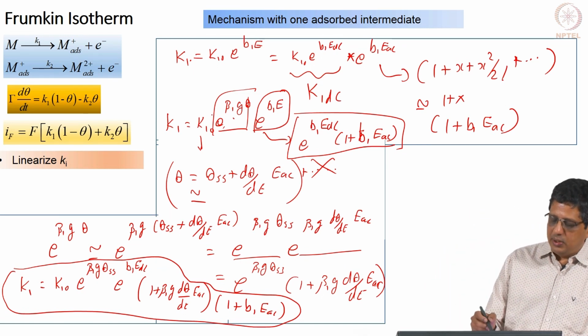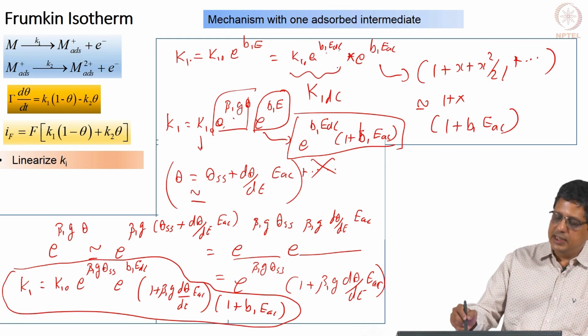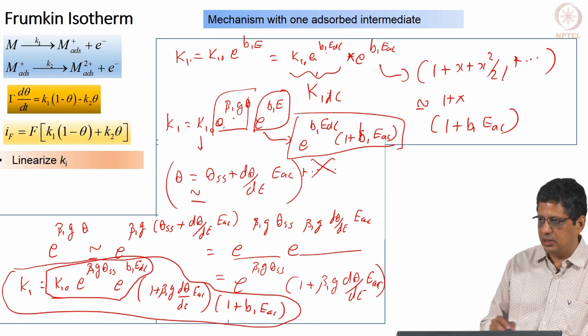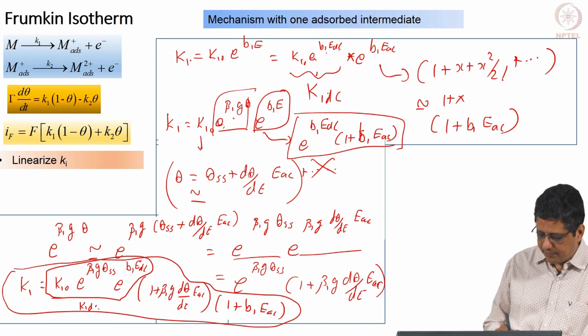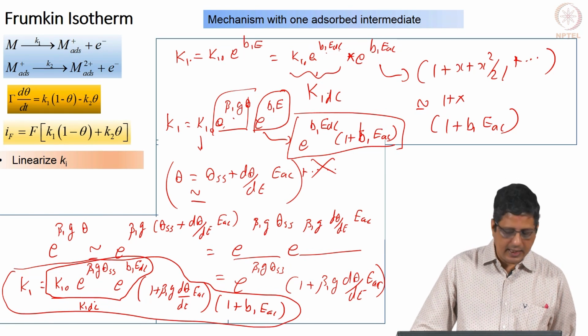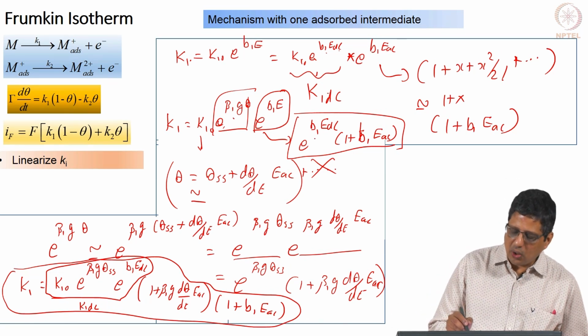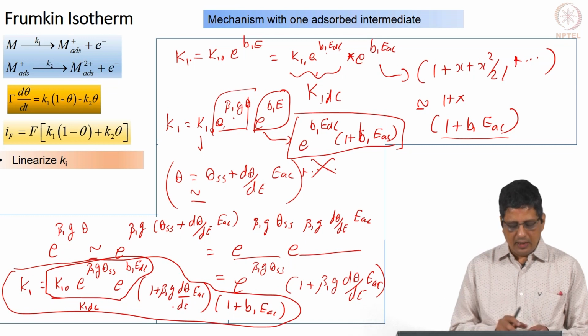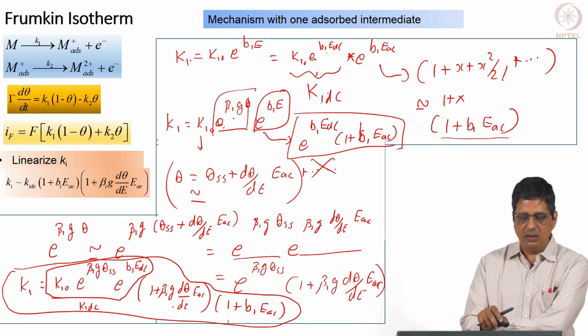And earlier, when we used the Langmuir isotherm, I would have said k10 e power B1 E dC is the value of k1 at dC. Here the value of k1 at dC is given by the term which I just covered here. So, this I would write as k1 dC. So, if I apply a small AC, previously it is going to vary around k1 dC, and the variation is going to be given by B1 EAC. Here it is going to be a little more complex.